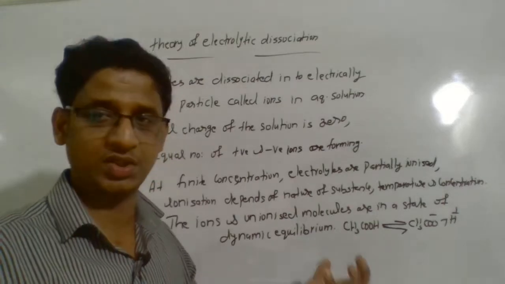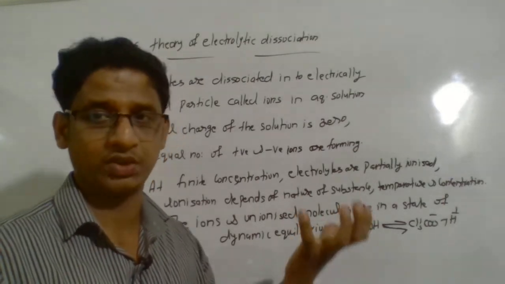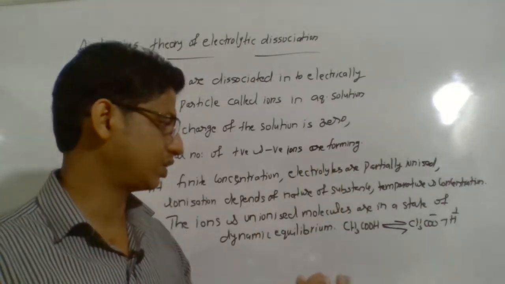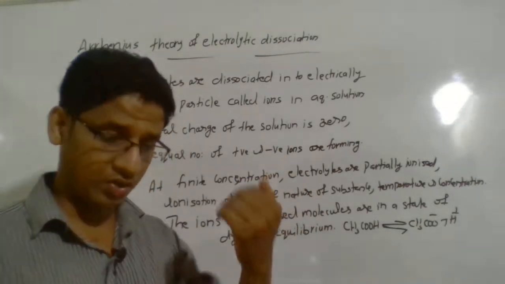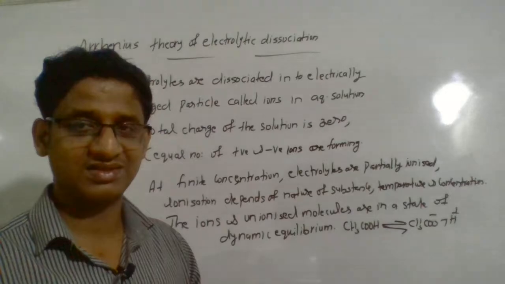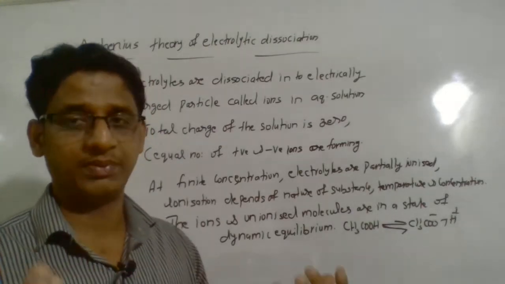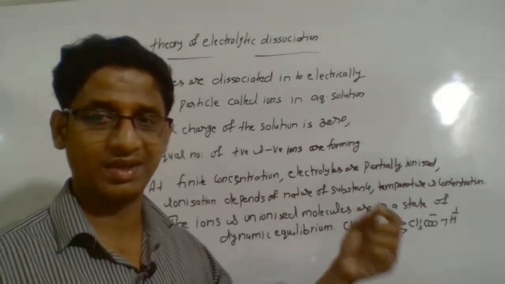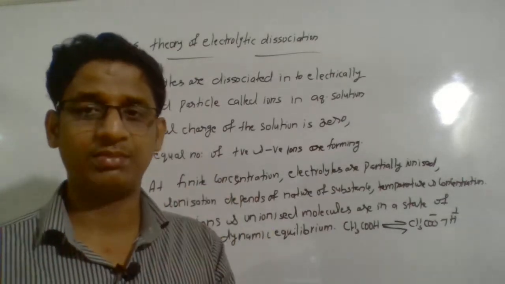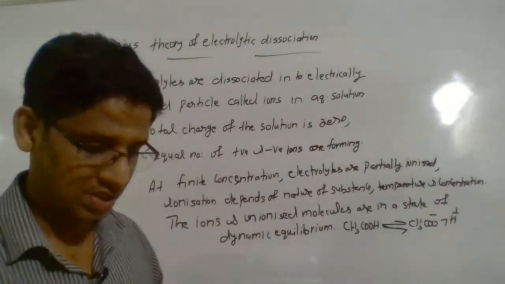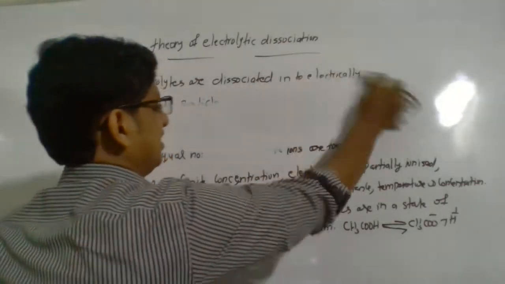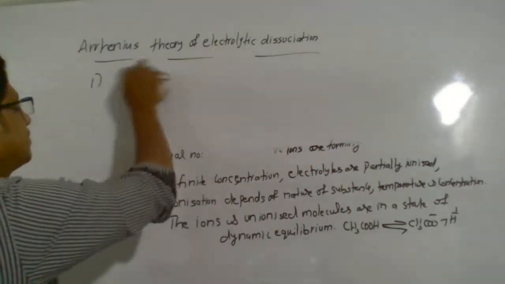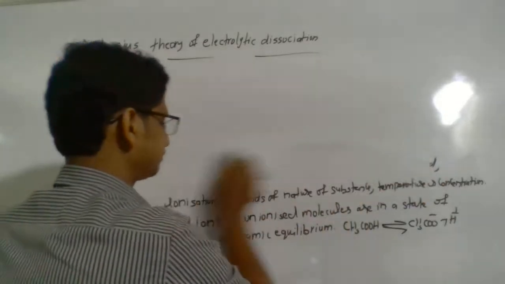So the concentration of acetate ion or H plus ion is not going to increase, and the concentration of the acetic acid is not going to decrease further. That state you can call an equilibrium state, because both forward and backward reactions take place simultaneously at the same rate. So that was the next point related to the Arrhenius theory of electrolytic dissociation.